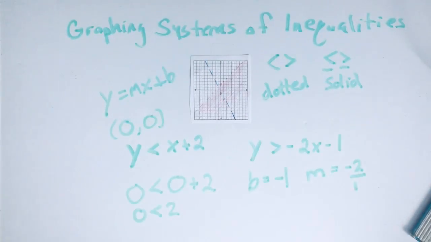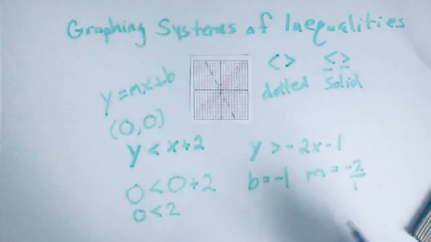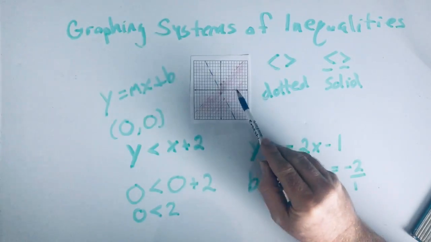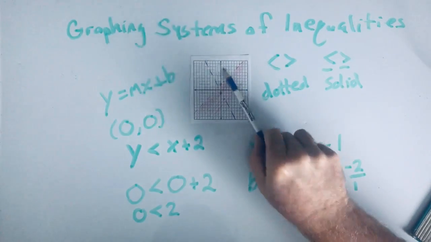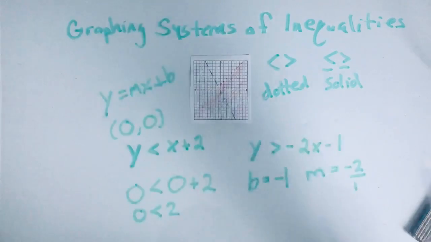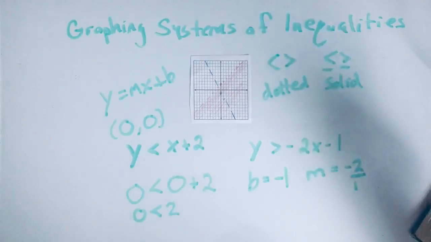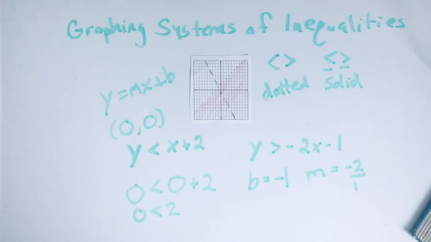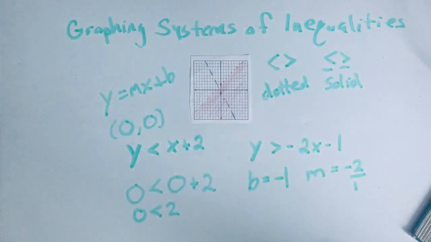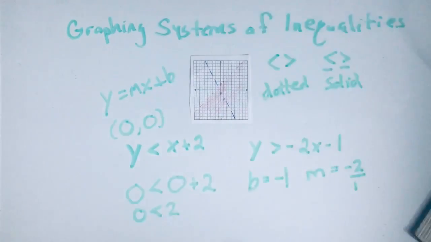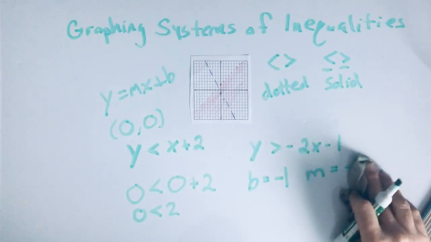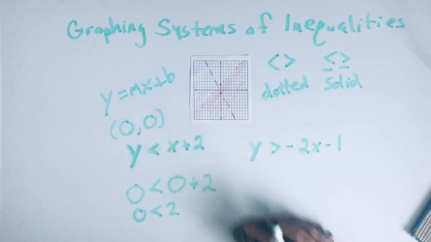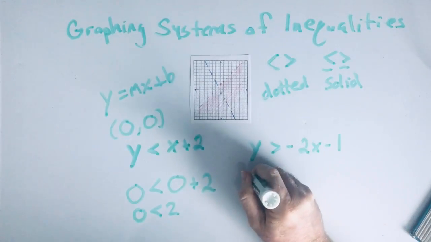Okay. So now I need to determine where am I going to shade. Am I going to shade on this side of the blue line or this side of the blue line? And we can use 0, 0 again because 0, 0 is not on the blue line. If 0, 0 were on the blue line, we would not want to use it. We'd have to pick another point, like 1, 1 or something. But if I plug in 0, 0, I'm going to erase my B and erase my M here. And then I'm going to plug in 0, 0 here.